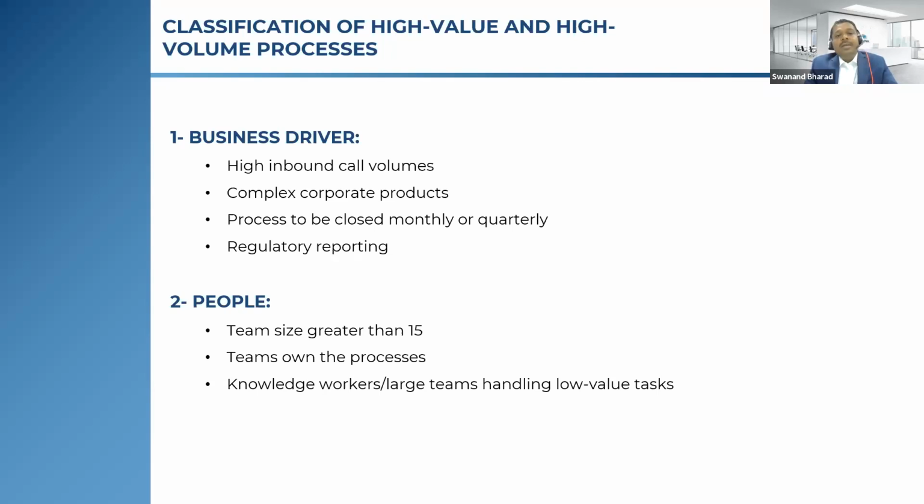Now processes to be closed monthly or quarterly. When we say a process to be closed monthly, we can take an example of our salary. We just need to do that on a monthly basis. In some countries or regions, it's done every week, and sometimes every 15 days. In that situation, we can automate that process.